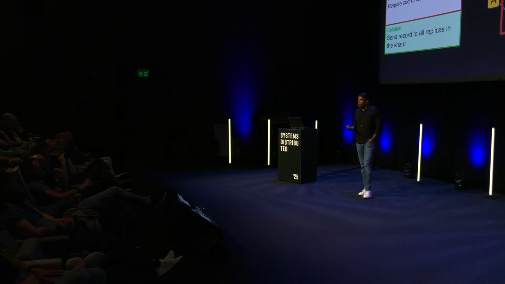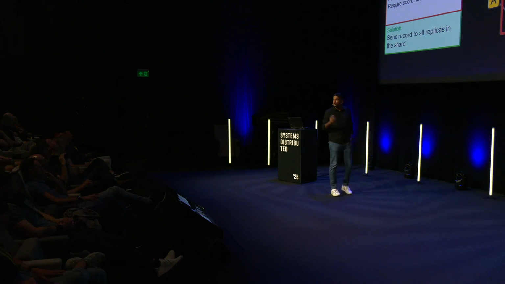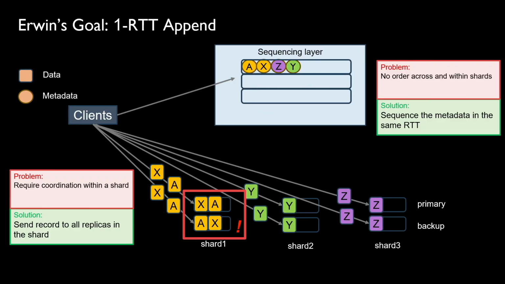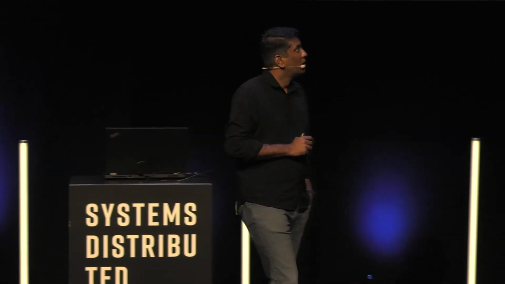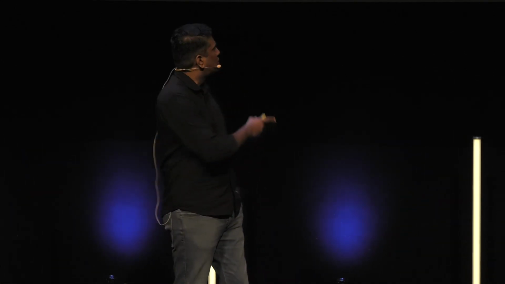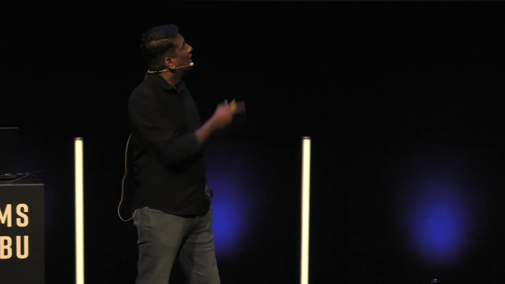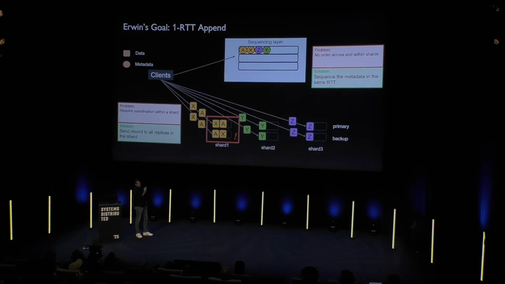So LazyLog splits the data into two pieces: the actual payload and a piece of metadata that identifies the payload. It writes the metadata into the sequencing layer. Now, the sequencing layer tells you the order in which you should order these data records. For example, it says that A actually precedes X. The other way is wrong, right?